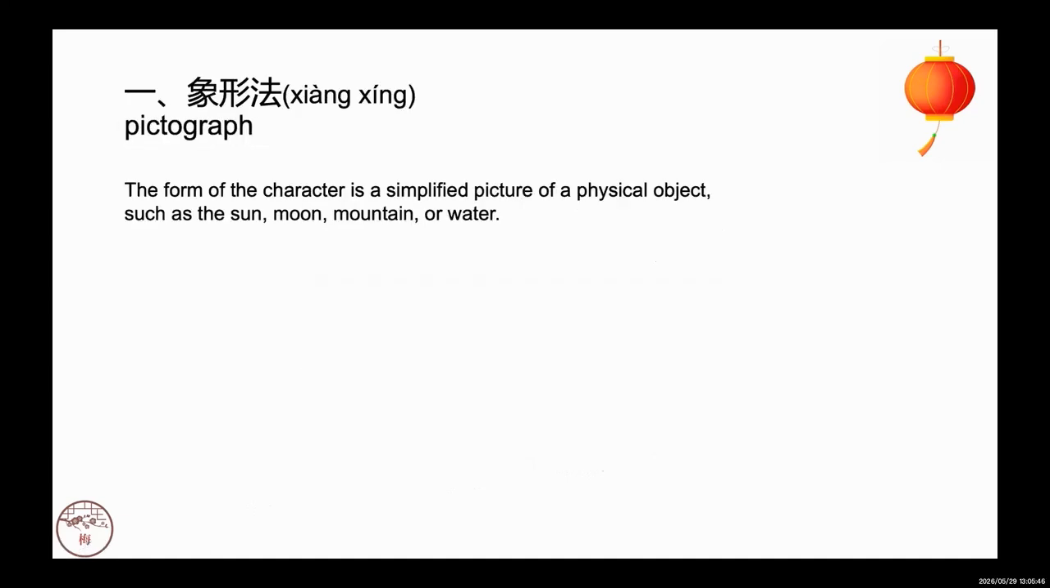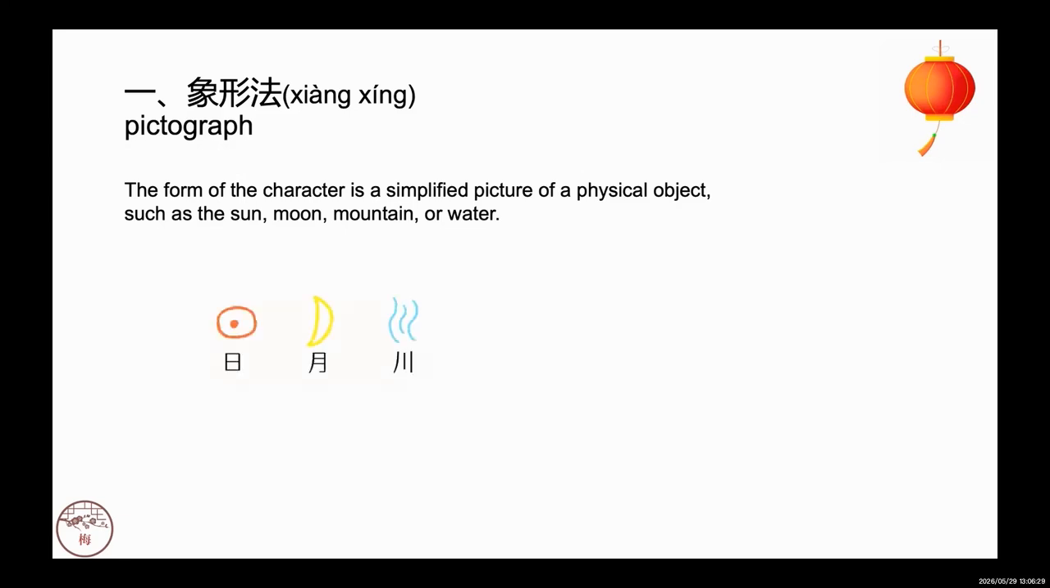Let's take a deep dive into each type. The first one, pictograph, 象形法. In this method, the character is actually a simplified picture of a physical object, such as the sun, the moon, the mountain, or water, or anything you can see from the nature. Our ancestors were so smart to create the characters just from the inspiration of the shape of those stuff.